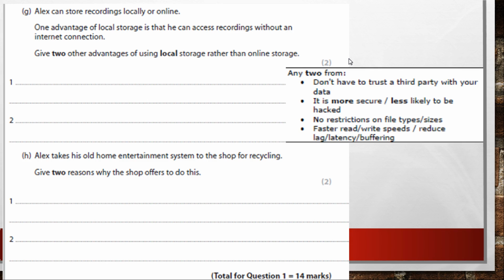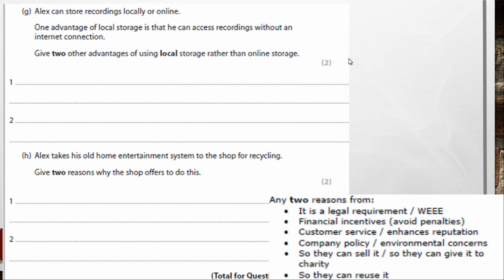H. Alex takes his old entertainment system to the shop for recycling. Give 2 reasons why the shop offers to do this. Again, it's digital devices, but it's thinking about the environment and environmental waste. Why would a shop offer recycling? Two reasons, two points. It is a legal requirement under law. There might be financial incentives as well. It's good customer service to offer that. It might be company policy. They might be able to sell it or reuse it, as a second-hand system.